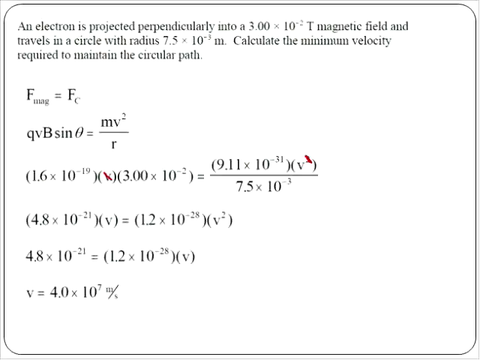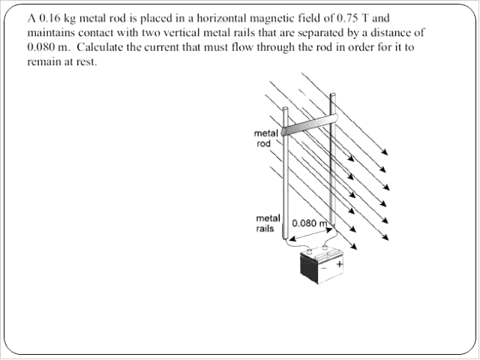The only thing that makes that one a little more challenging is the fact that because it's traveling in a circle, you have to remember to use centripetal force. Okay, one last question before we end, because I know this is starting to get a little long, but a 0.16 kilogram metal rod is in a horizontal magnetic field. So the current is going through the rod.